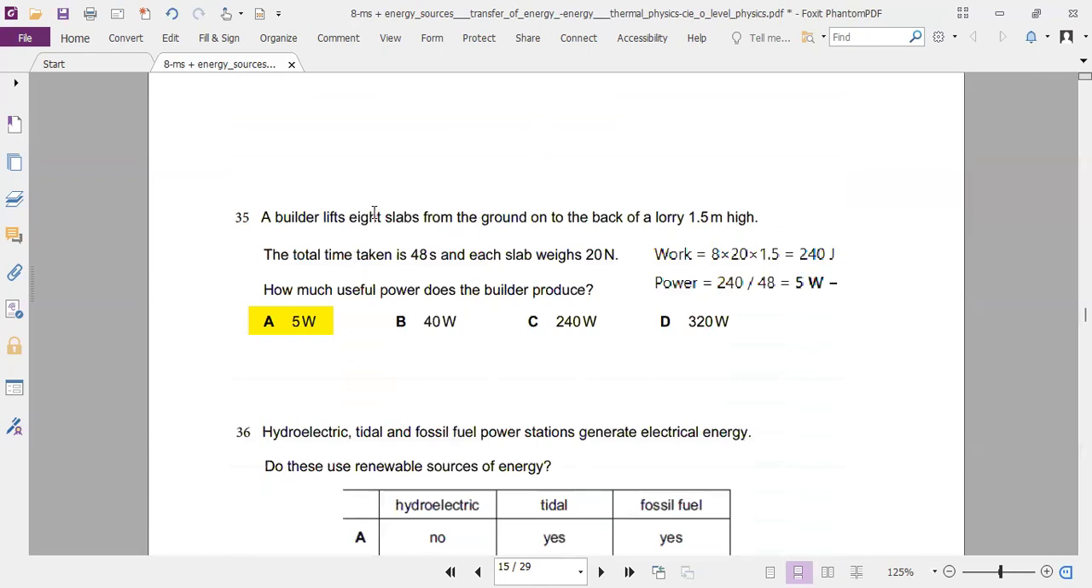A builder lifts 8 slabs from the ground to 1.5. The work done will be this. In 48 seconds, so the power will be this.